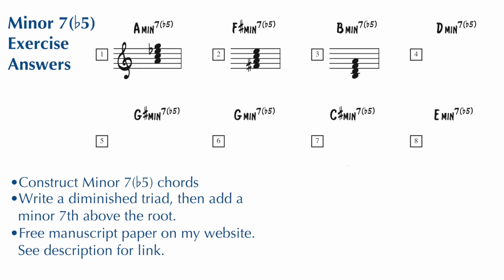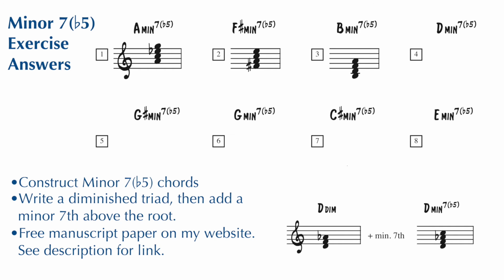Number 4, D minor 7 flat 5. First, construct a D diminished triad. That's going to be D, F, A flat. After that, we add a minor seventh above the root of the chord. The root is D. Minor seventh above that is C. Stack them all up, you have D, F, A flat, and C. D minor 7 flat 5.